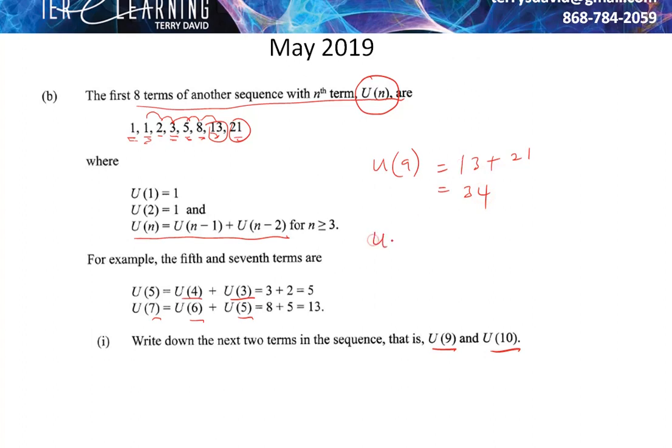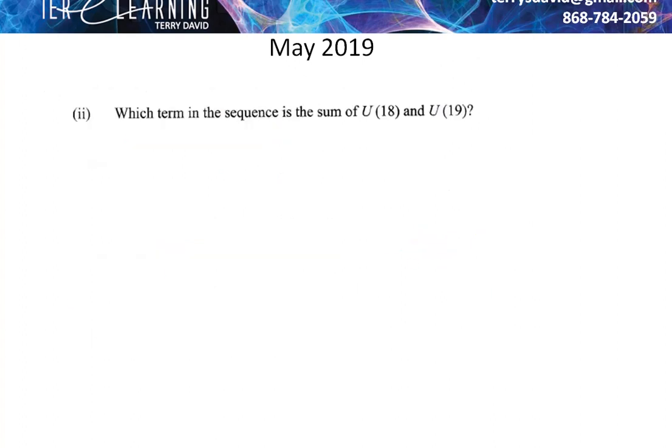My 10th term, which is U10, right? So next term after 21 would have been 34. So my 10th term will be 21 plus 34, right? And that will give me 55. So that's my 10th term, right? The terminology may have been confusing, but the question is pretty straightforward, right? And well, this one, lots of students they could not do this one.